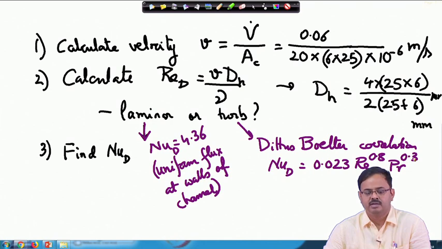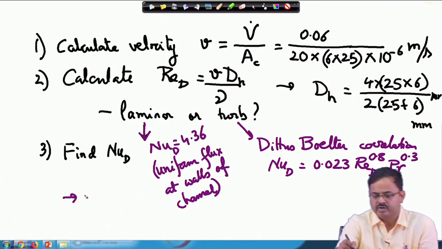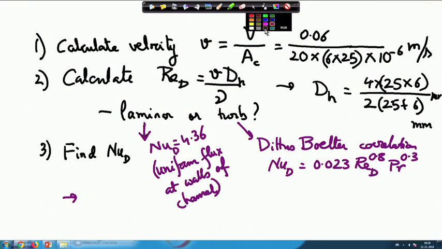Clear? So, you find the Nusselt number D and from there find the heat transfer coefficient h bar, because Nusselt is h d by the thermal conductivity k of the fluid. All right. So, what have I found? I have found the heat transfer coefficient, the average heat transfer coefficient. Clear?